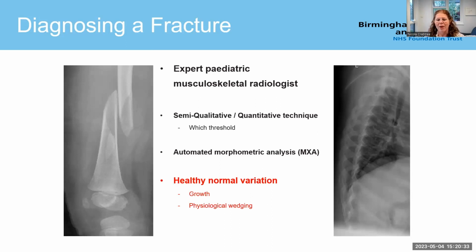And really, we need to know what's healthy normal variation. So for all of these techniques, whether we're using the expert or the quantitative techniques, or automated techniques, what we really need to know is what's normal for growth. For example, what's normal physiological wedging. All of these things are important when trying to diagnose a fracture. One of the biggest problems that we have is that there isn't a great deal of knowledge on what normal healthy variation of the vertebral growth looks like in the child.